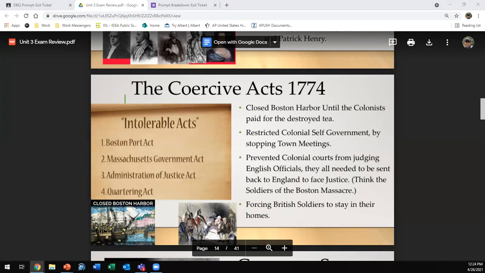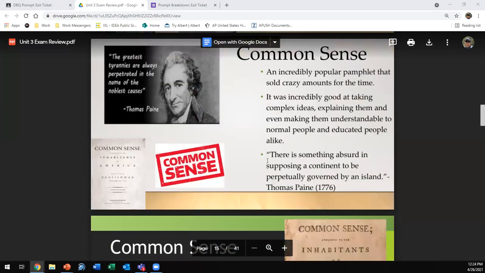If Britain can do this to Massachusetts, right, they can do it to every other colony. And because of that fear, all the colonists say, hold up, let's talk about this, right? That's where the meaning comes from. If British can do it to Massachusetts, they can do it to any of the other colonies. I believe the only colony that doesn't go is Georgia, but what are you going to do?